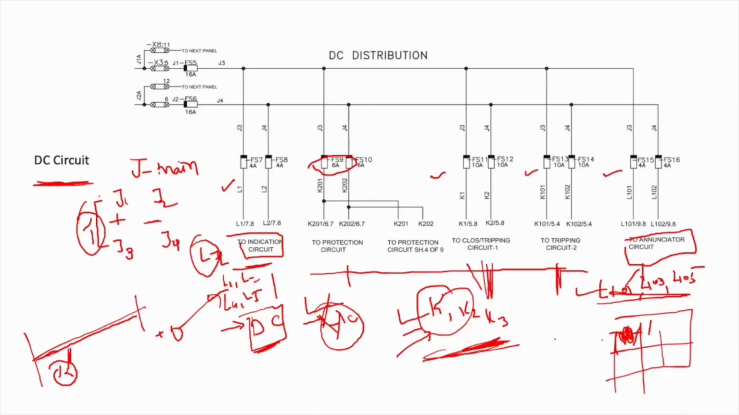Otherwise you won't understand what this wire shows. You won't even know which one it is or where it will go. Okay? So first of all, it's very important to understand what each wire ferrule shows us. What does it identify inside the panel? Okay?